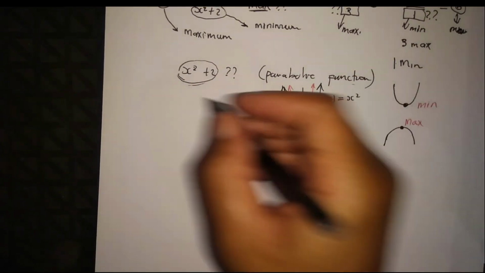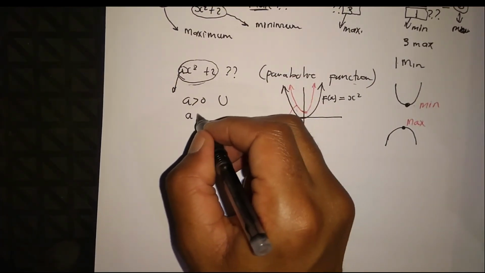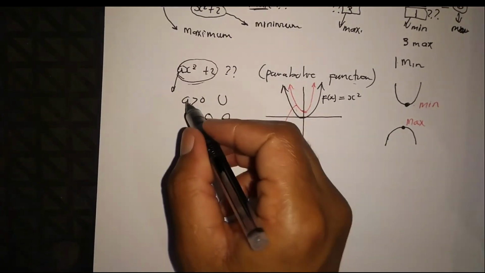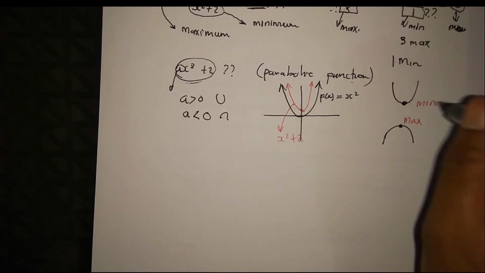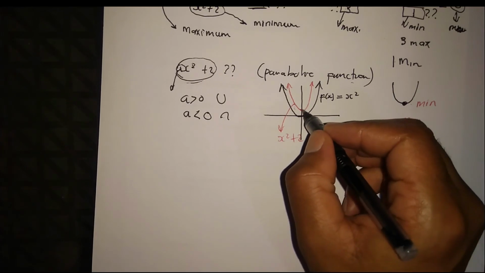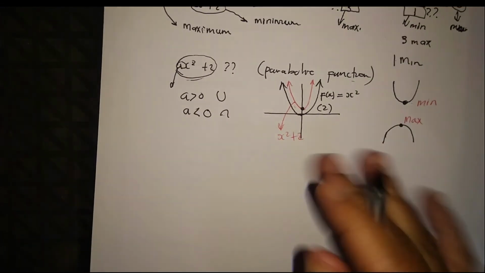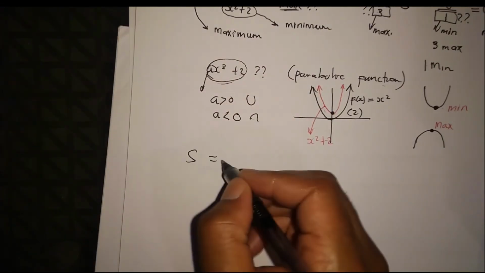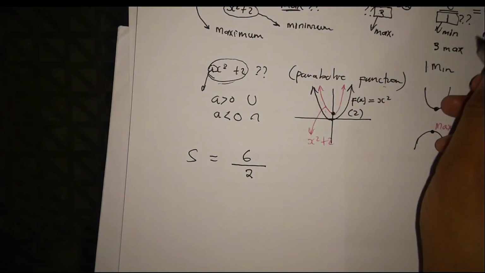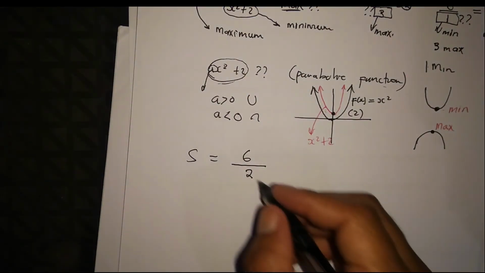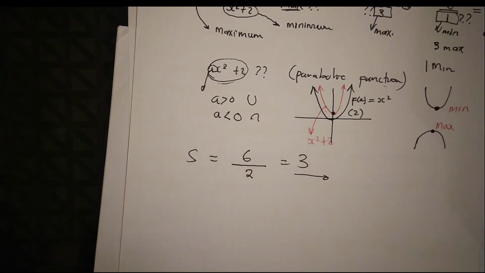How do I know my function looks like this? It's because the a value is greater than 0. If a is less than 0, we have a sad face; if a is greater than 0, we have a smiley face with a minimum value. So what's the minimum value? The minimum value is the y-intercept for this function, which is 2. So therefore, s is equal to 6 divided by 2. We divide by the minimum value, so the minimum value gives us the maximum value for the fraction, which is equal to 3.